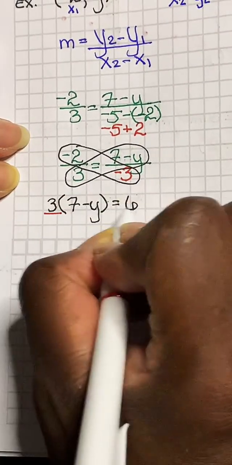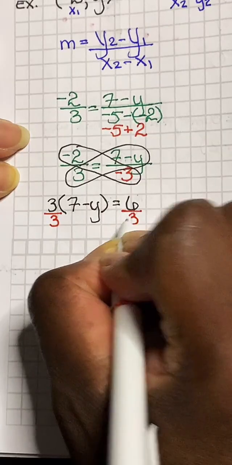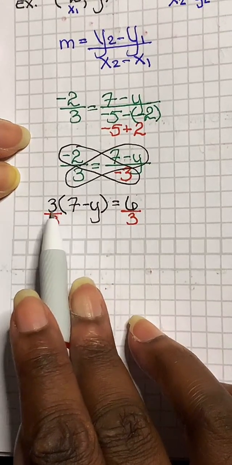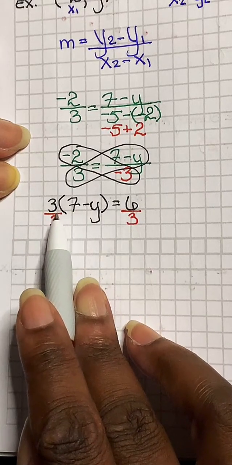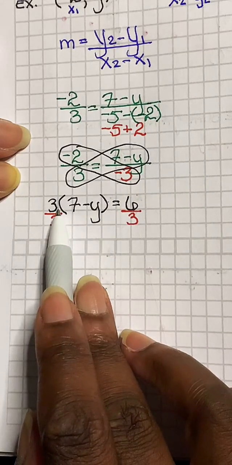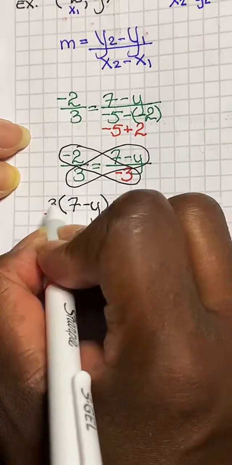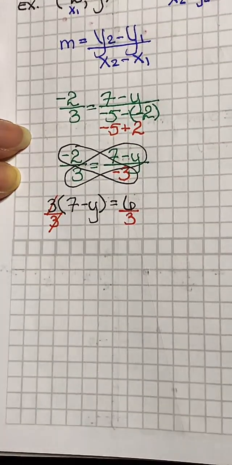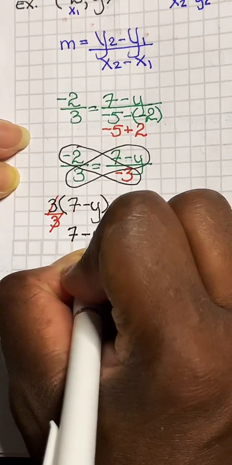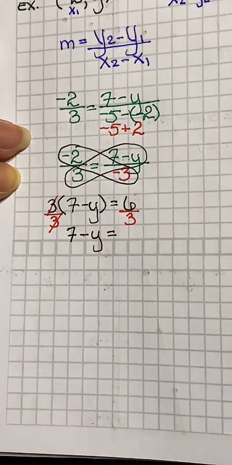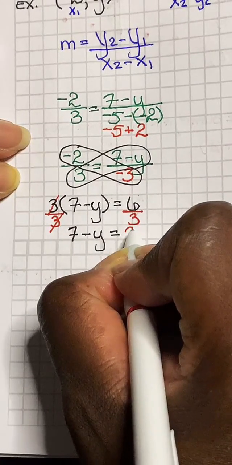We could divide both sides by 3. Only when it's multiplication. If there's a plus sign or a minus sign in between the 3 and that parenthesis, you can't do this. But since there isn't anything there, this is representing multiplication. The inverse of multiplication is division, so they are gone. So what remains is my 7 minus y is equal to 6 divided by 3, which gives me 2.